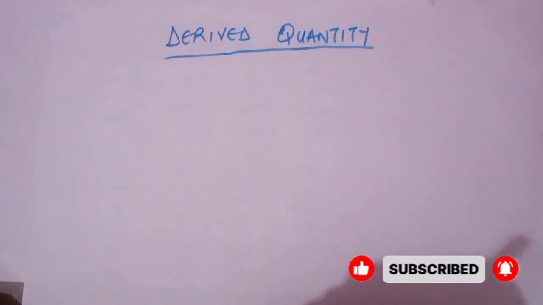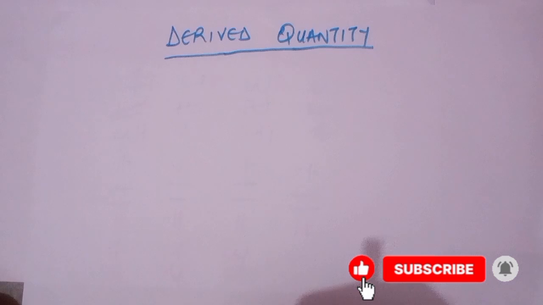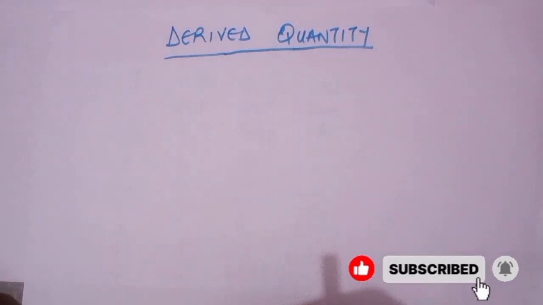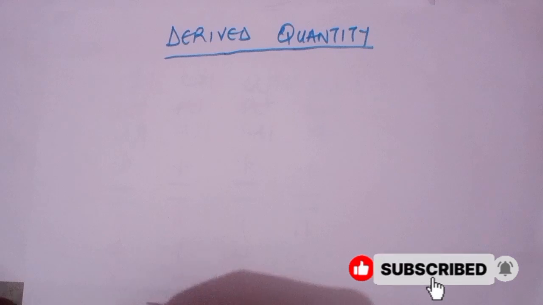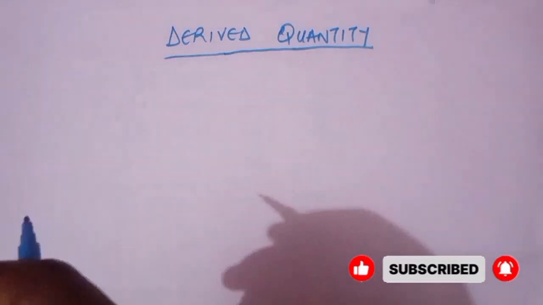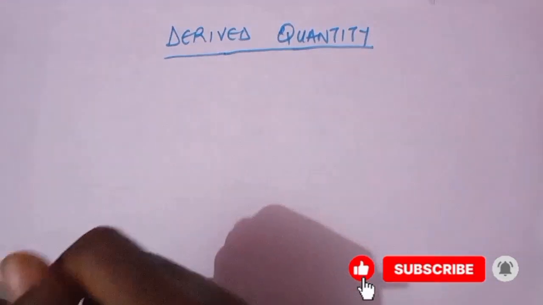And one thing you should know about derived quantity is that derived quantities are quantities that are formed by combining fundamental quantities using mathematical operations like multiplication and division.